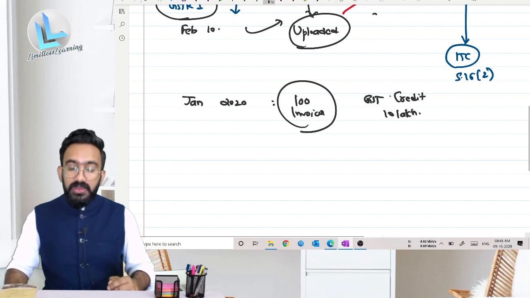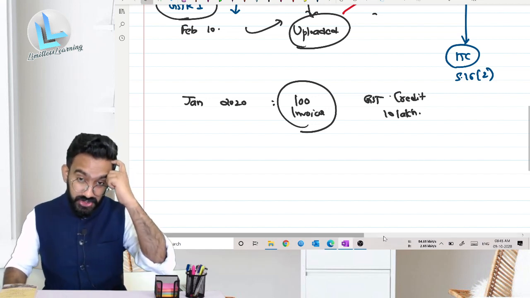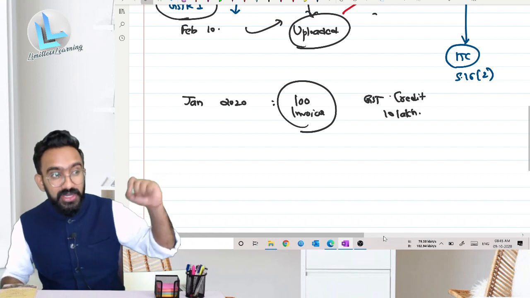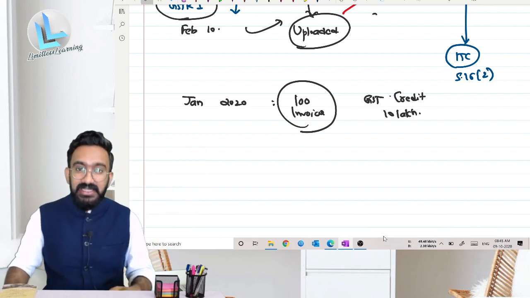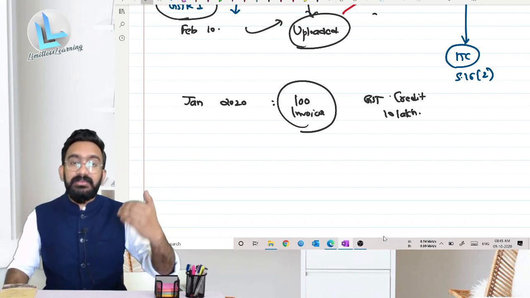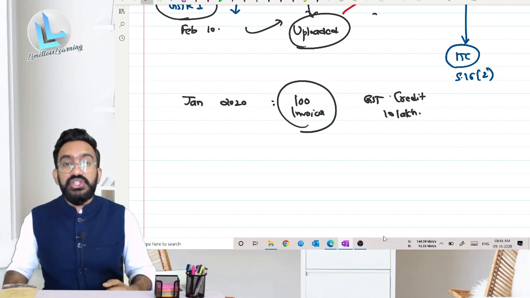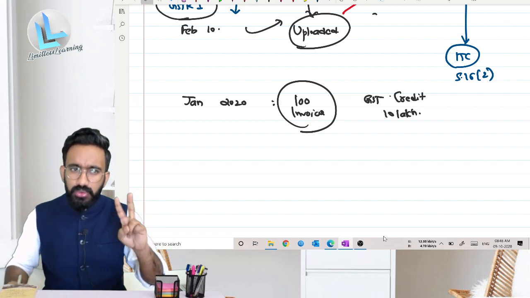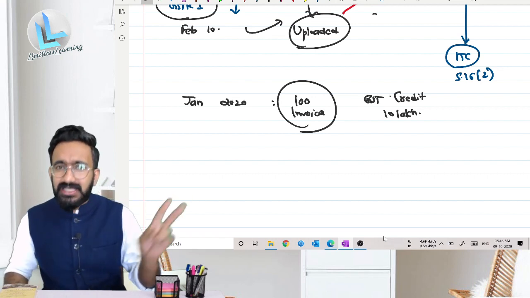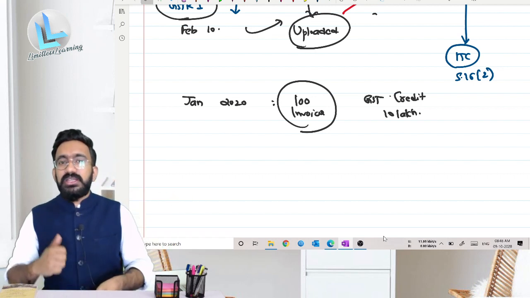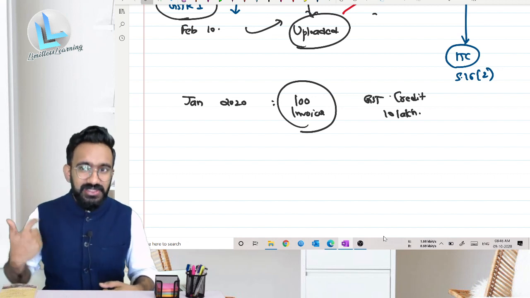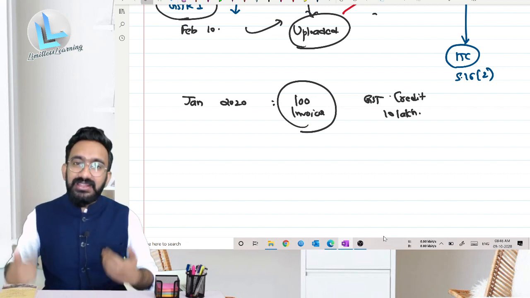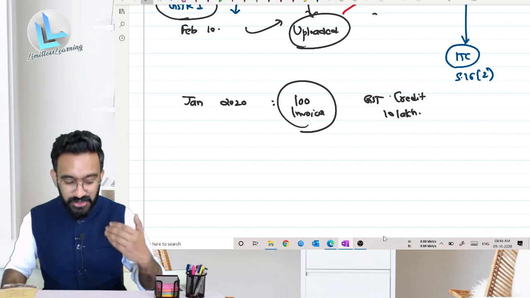The answer is no. They can take the credit of this 100 invoices only when this 100 invoices are uploaded by their supplier in their GSTR1 and made available to this MyG in their GSTR2A. Then only they can take the credit. Now there are 2 reasons why it will not come in their GSTR2A. Reason 1 is a legitimate reason. Reason 2 is not a legitimate reason. Reason 2, which is not a legitimate reason, is what I'm going to tell you now.